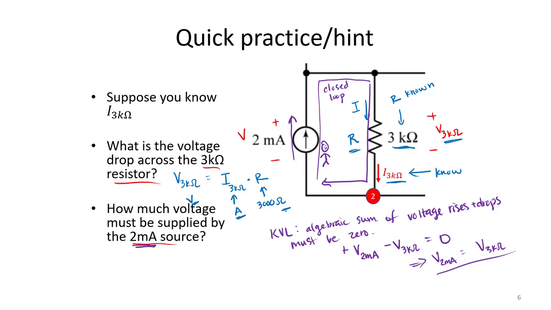This is the power of Kirchoff's laws. We can use Kirchoff's laws to help us find unknowns in our circuit that might otherwise be fairly difficult to determine.